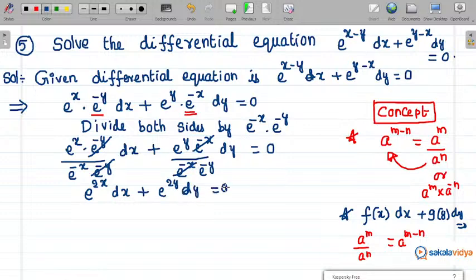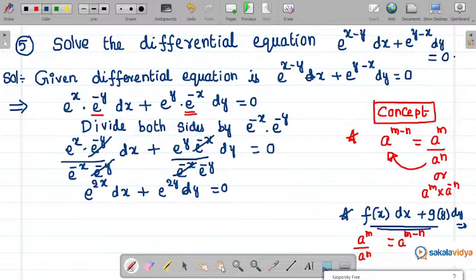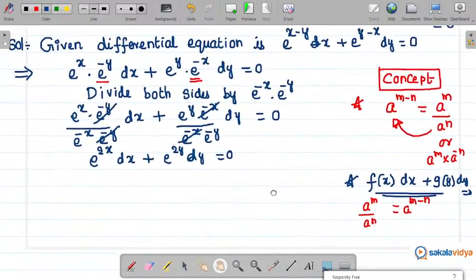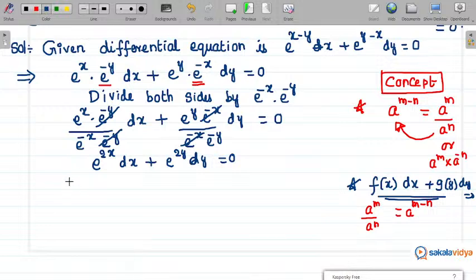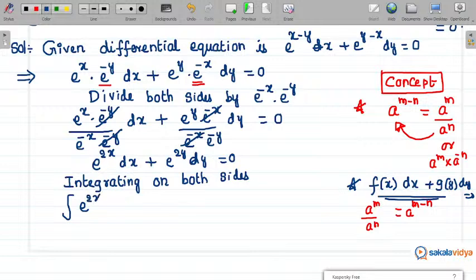Clear? Now this is in the required form. Directly now we can integrate it. So integrating on both sides, what do we get now? Integral of e power 2x dx.